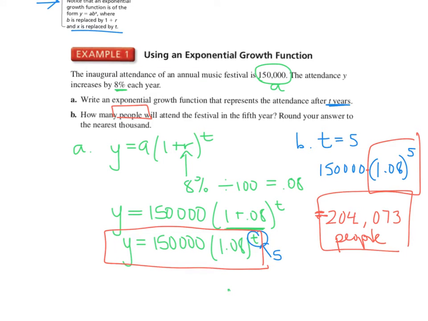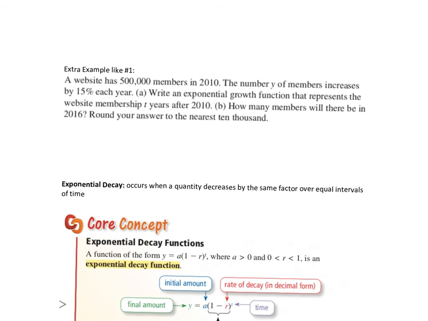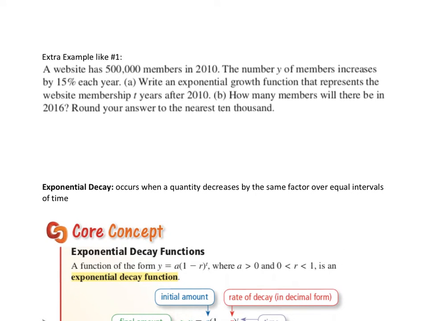This is a huge idea and concept, so we're going to try it one more time with an extra example, like the first one. A website has 500,000 members in 2010. Go ahead and write out a function for this, where the number y of members increases by 15% each year.